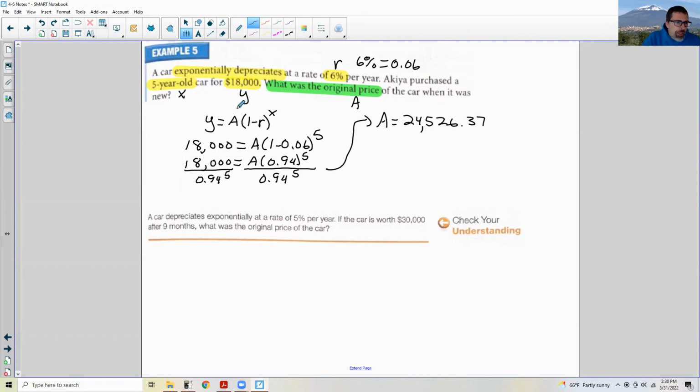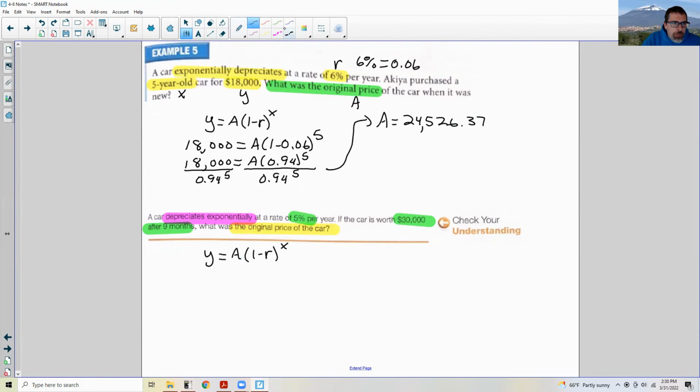Now the check your understanding says a car depreciates exponentially. All right, very good. So stop right there. When you see that, you write this: Y equals A times 1 minus R to the X. That's what that tells us. Continuing, 5%, 30,000 after 9 months. What was the original price?